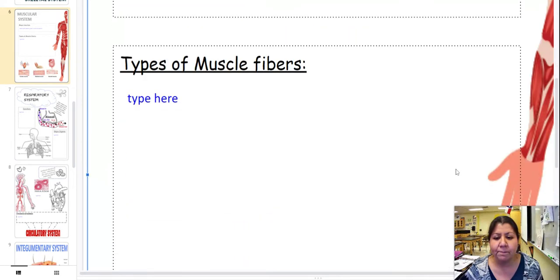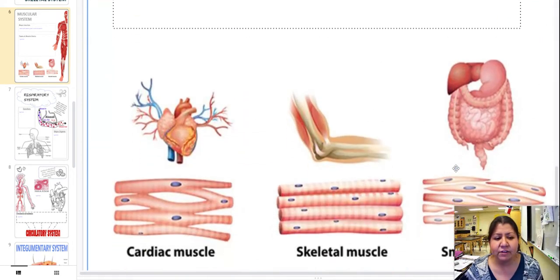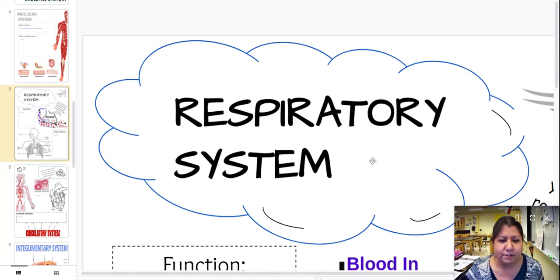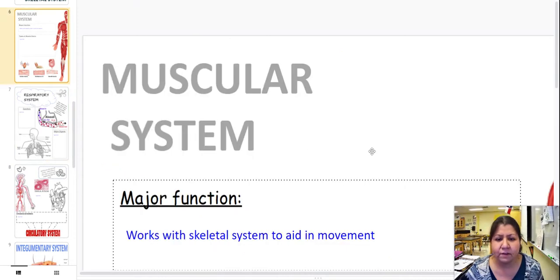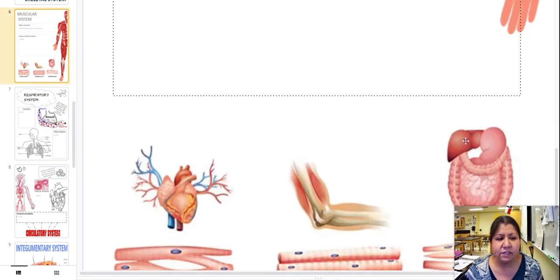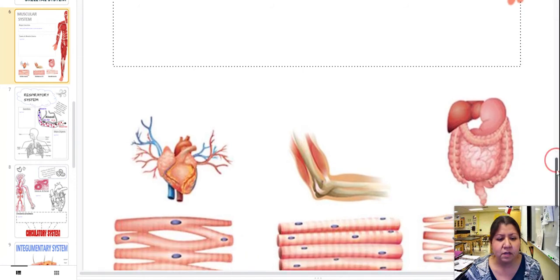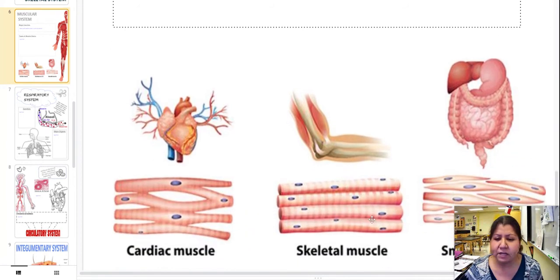So something else that I wanted to go over with y'all. I scroll down here to the bottom, okay, and unfortunately my camera's covering up a little bit of it. So we have different types of muscle. Okay, so right here I have three different types. So I have cardiac muscle, and cardiac muscle is exactly what it sounds like. It's only found in our heart.